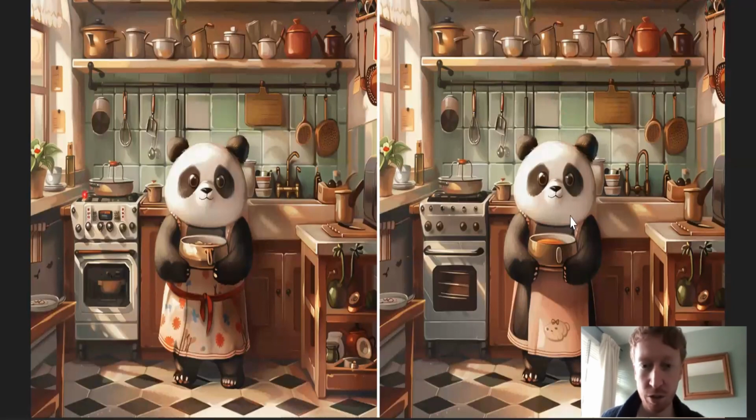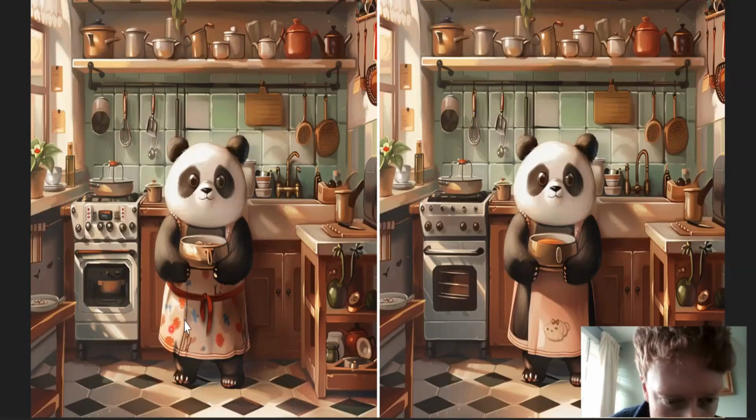So let's take a look at the two pictures. As we can see, there is a panda standing in the center of the kitchen here. And the panda is wearing an apron. So this is an apron. It is a white apron. For some reason, the panda is wearing an apron, because when you're cooking, it's good to wear an apron to stop food getting on your clothes. It's a white apron, and the apron has flowers on it, I believe.